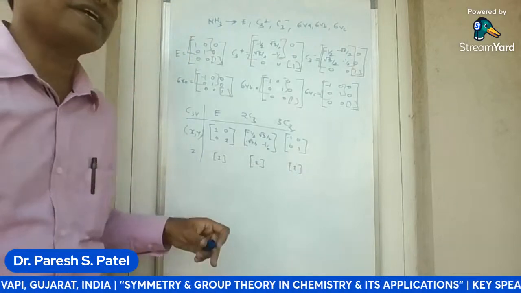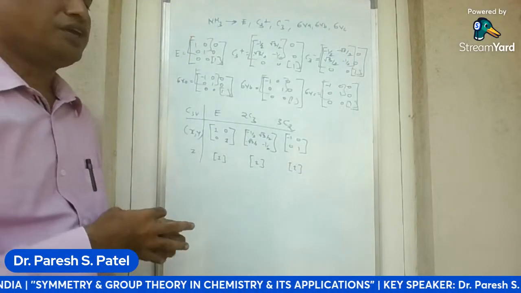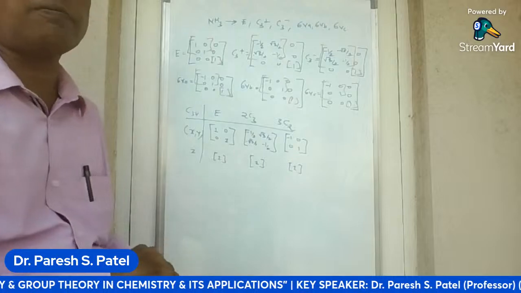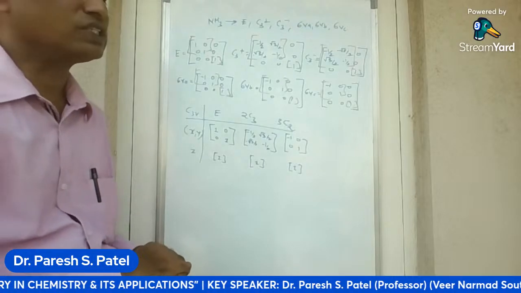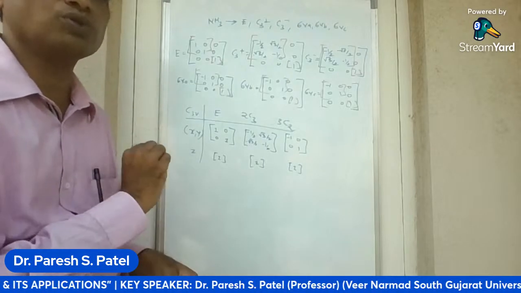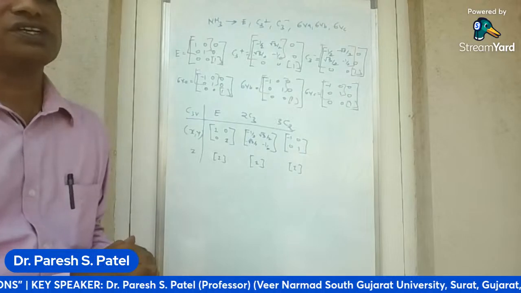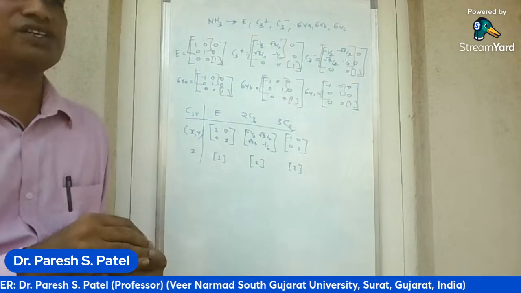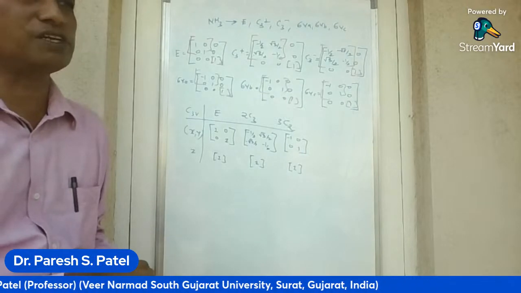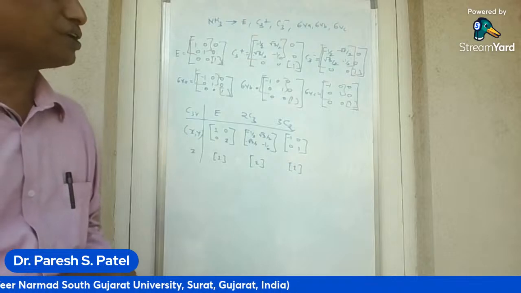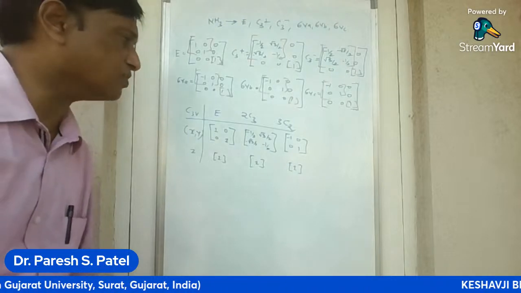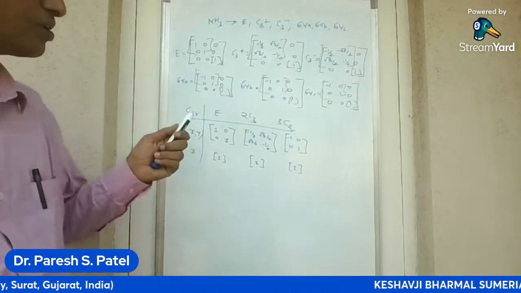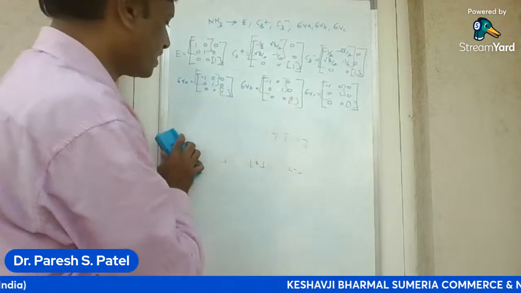So dear students, these are the reducible and irreducible components of the ammonia molecule. This is a most and most important question for you: what are reducible and irreducible representations, give the reducible and irreducible components of the water molecule or ammonia molecule. So you have to mention this.